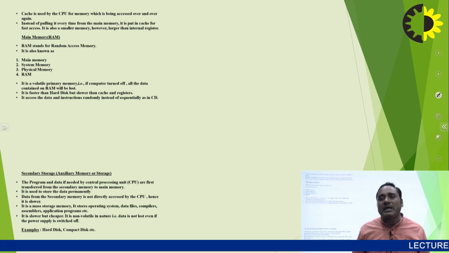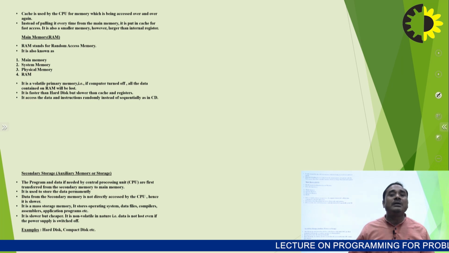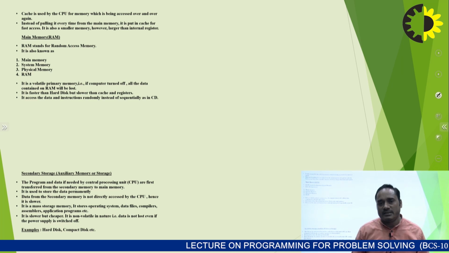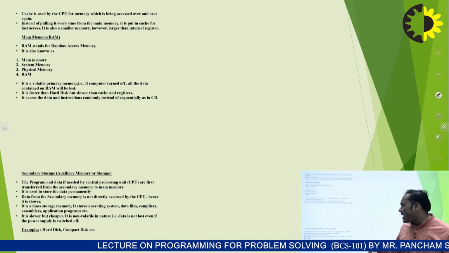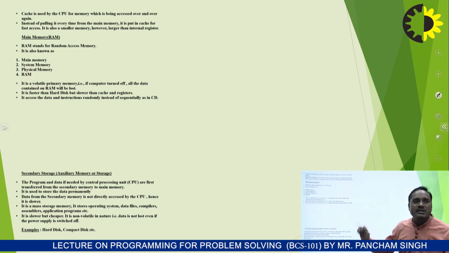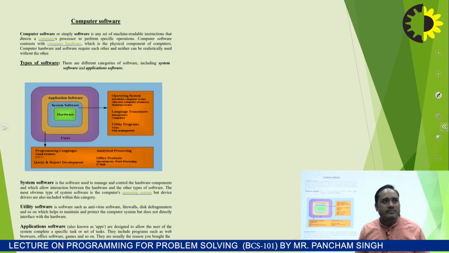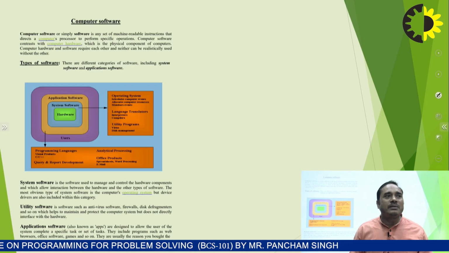Sometimes when we are using secondary storage and it is full, you can replace it with another secondary storage device and store the data inside it. So these are very important secondary storage devices, like hard disk and compact disk. Now I am going to discuss computer software.